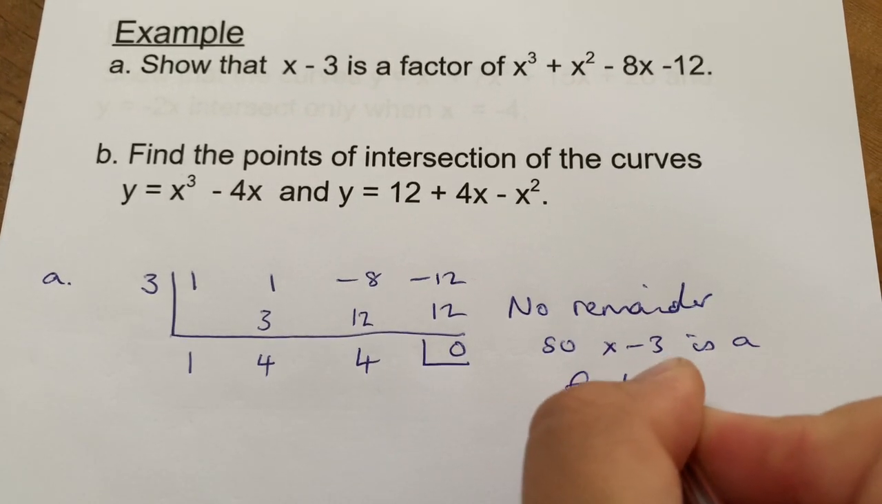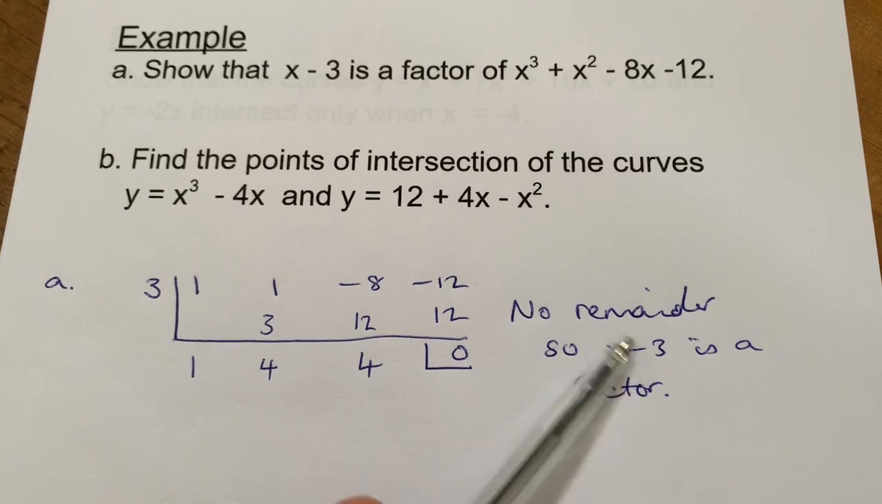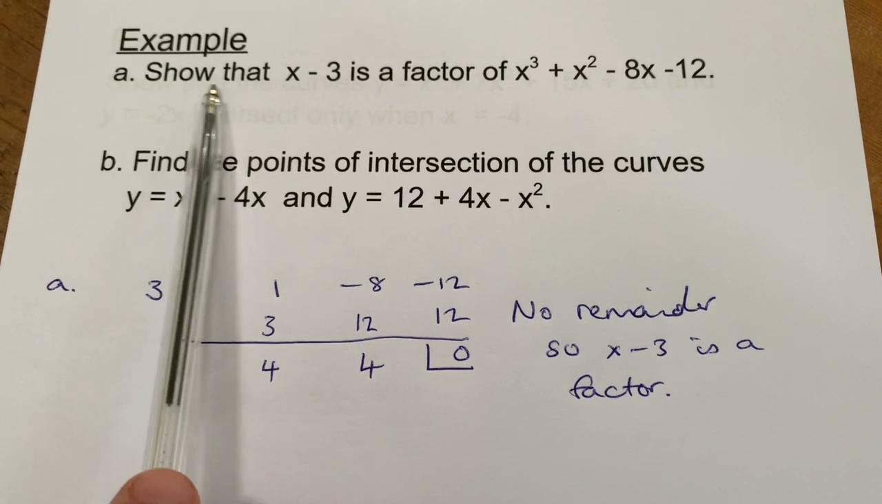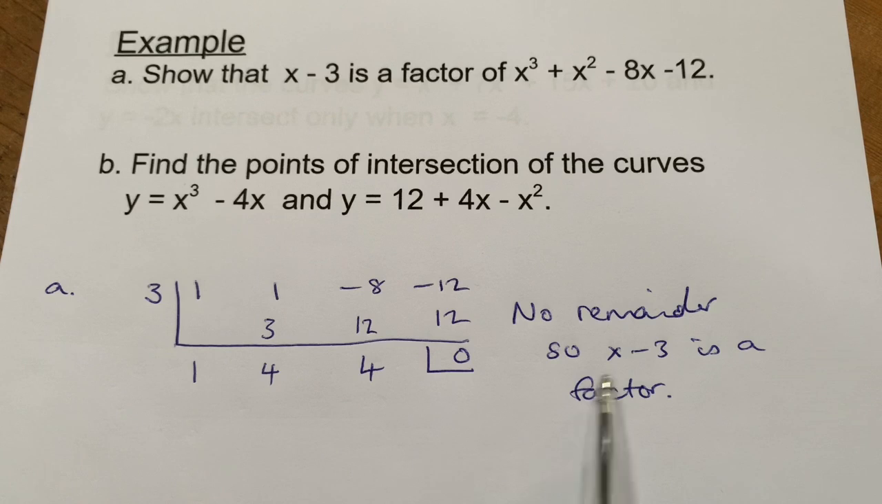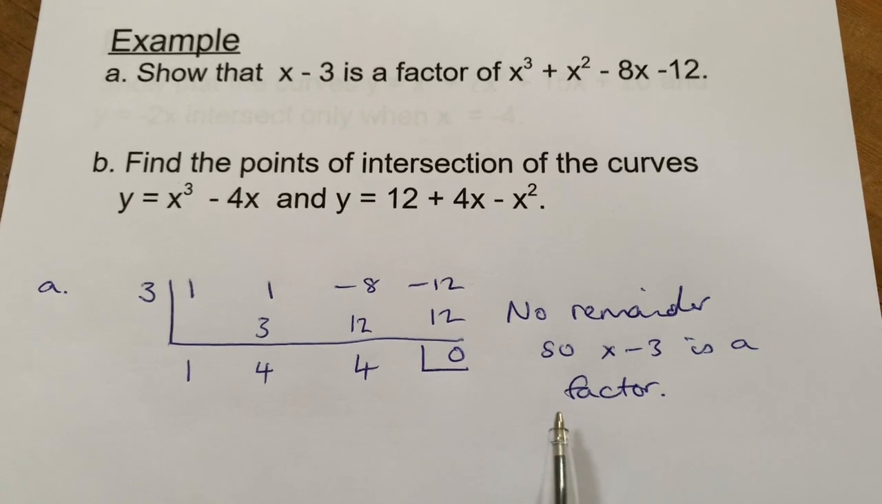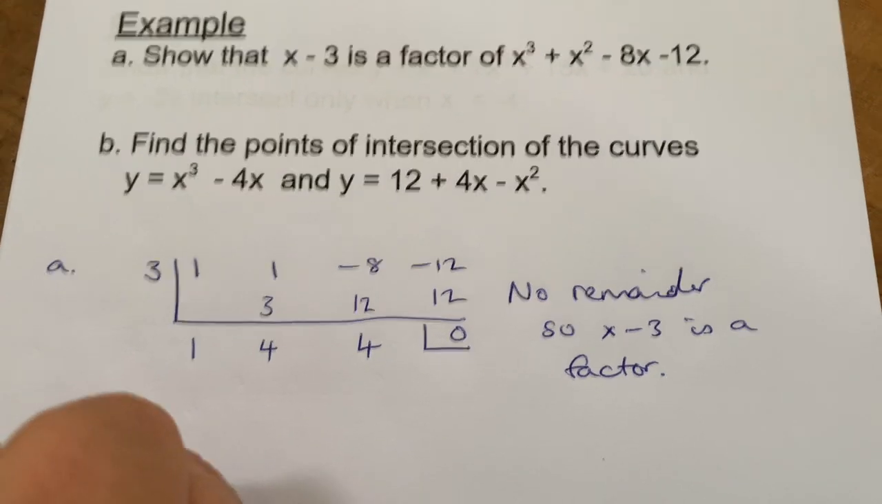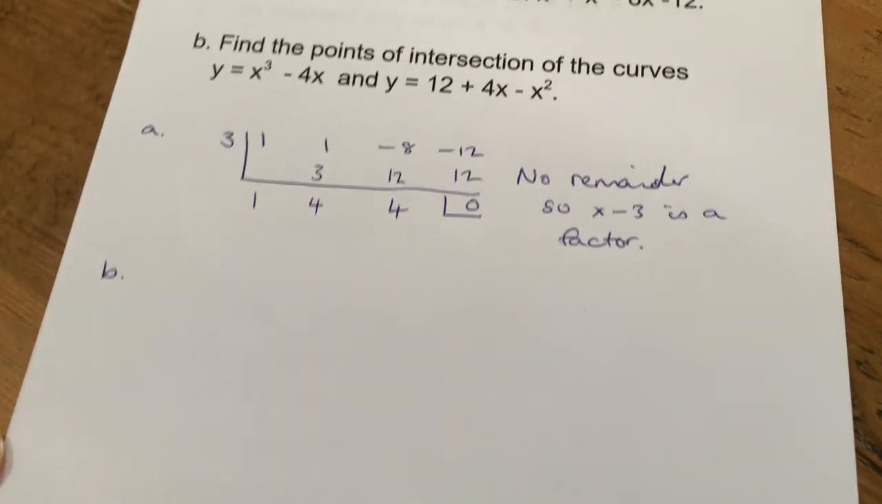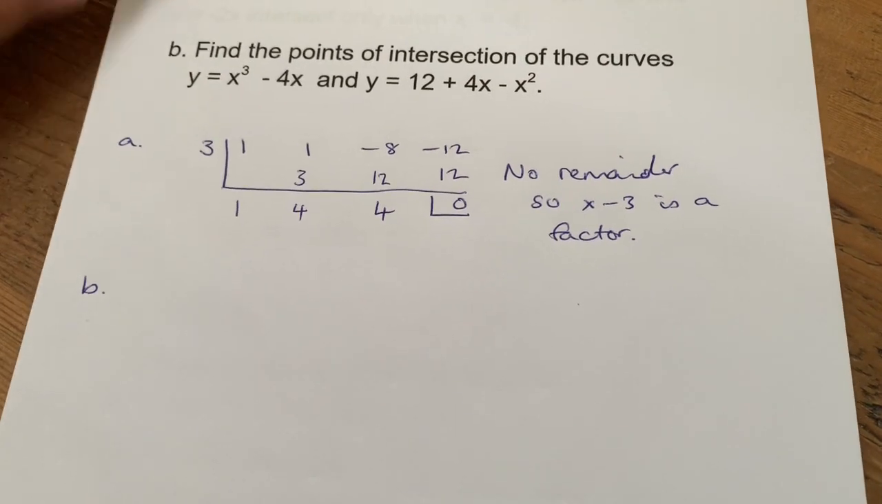So that little sentence there can change depending on what you're asked to show. You just have to make sure that if you're asked to show that x minus 3 is a factor, that is the final part of your sentence. Okay? Right, going on to part B. Now, we got to find the points of intersection of these two curves.